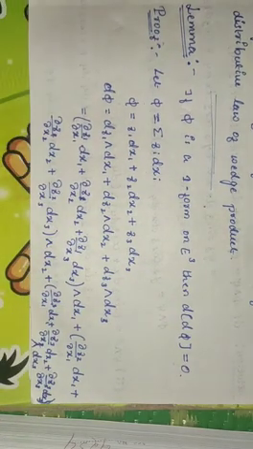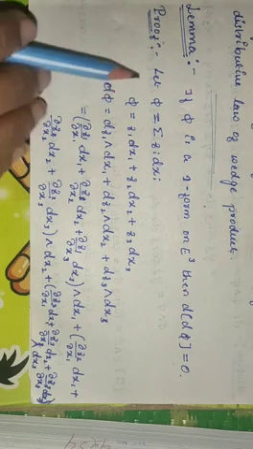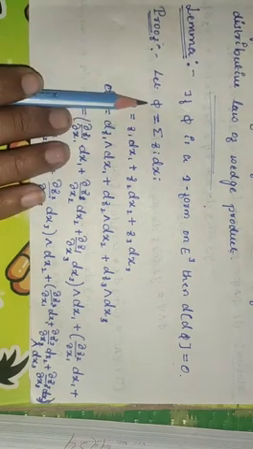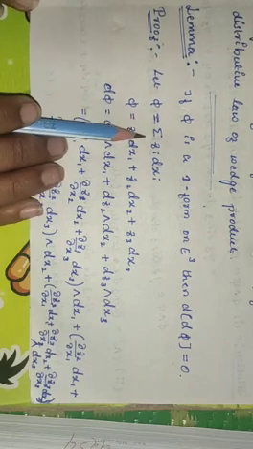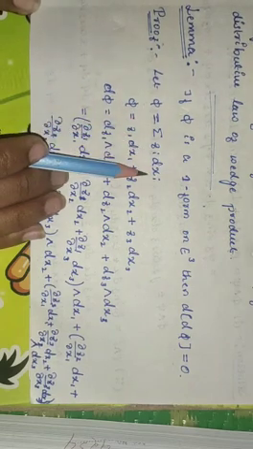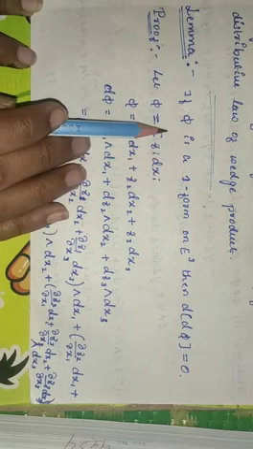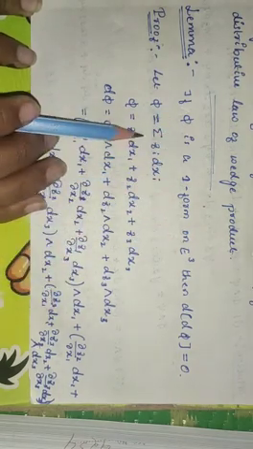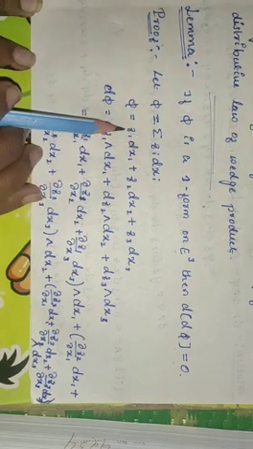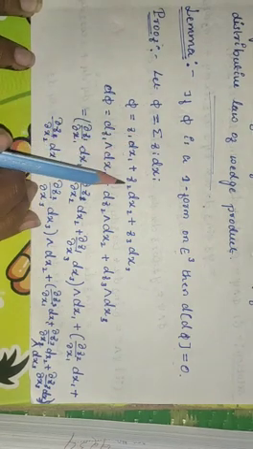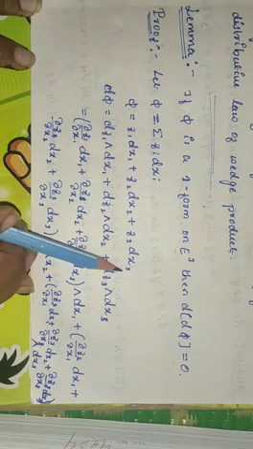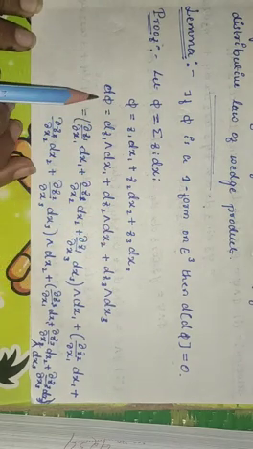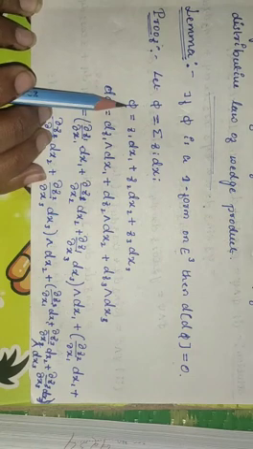Now let's start to prove the lemma. First let us consider pi equals summation fi dxi. The statement says pi is a one form on E3. So this summation can be represented as f1 dx1 plus f2 dx2 plus f3 dx3. Therefore pi is equal to this. Now we find the exterior derivative of this function pi.